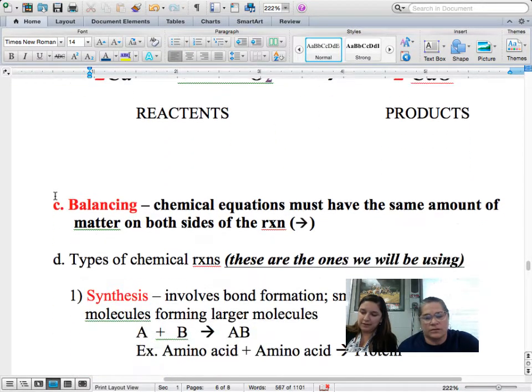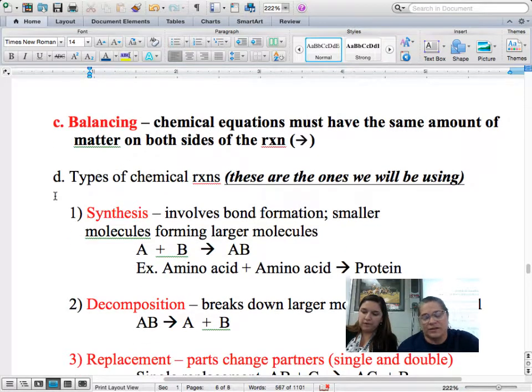Okay. Now, when we look at a chemical equation, you have to have the same amount of matter on both sides of the arrow. That is due to the law of conservation of mass. Okay. So we cannot make or break matter, so you have to have the same amounts of matter on each side of the arrow.